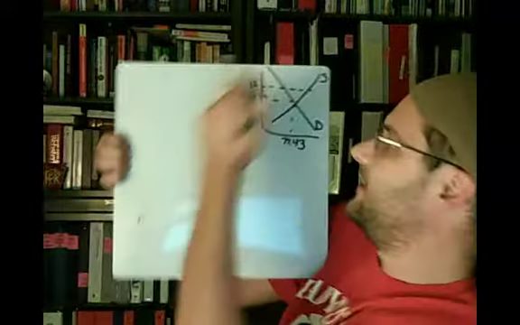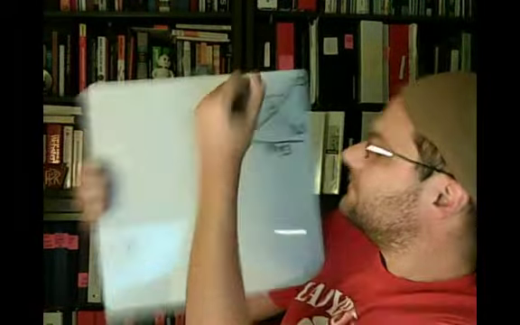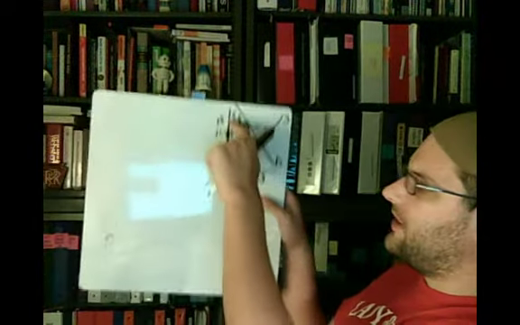Okay. So our picture now looks like this. And so theoretically now what I need to do is this is my consumer surplus. This is my consumer surplus, this upper triangle.